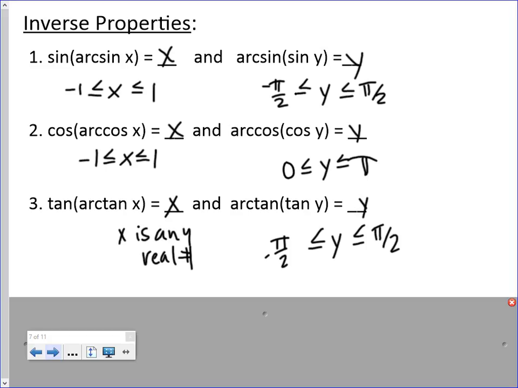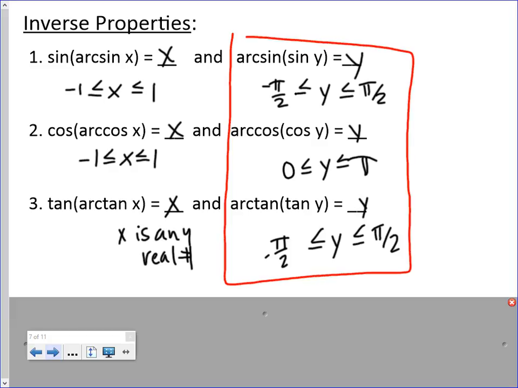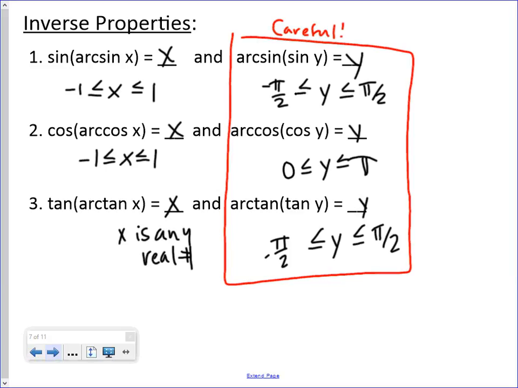So I'm going to do 2 examples to show you where you might have issues with this. And I would say most of your issues will happen on that side when you're doing the arc sine of sine or the arc cosine of cosine. And this goes back to what's allowed for your range. What are you allowed to get out? So here's one example that I'll show you.